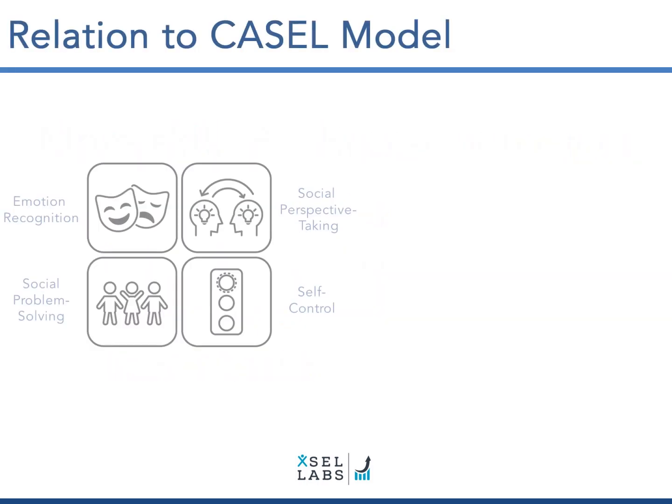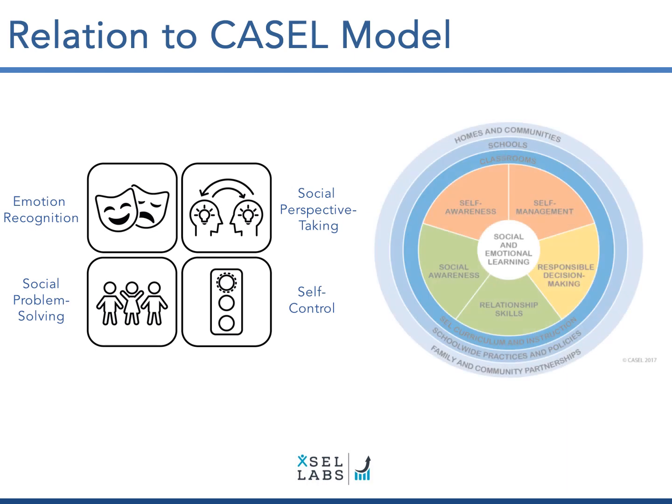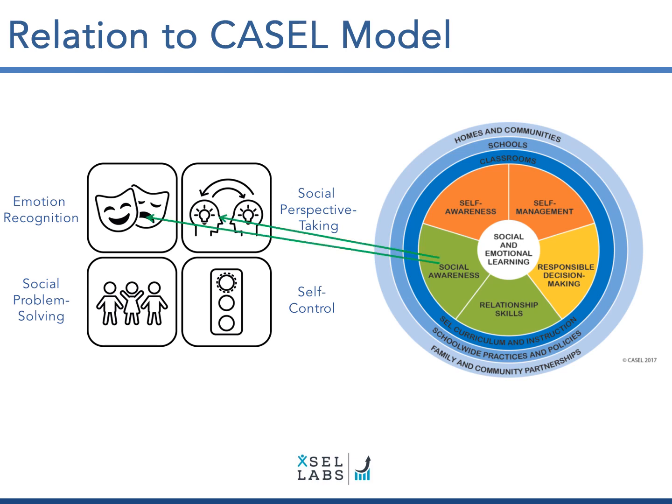Another important reason we wanted to measure these 4 skill areas is that they're reflected in some of the most widely cited models of social and emotional learning. On the left, you see the 4 skill areas that SELweb is designed to assess, and on the right, you see the CASEL model. What we call emotion recognition and social perspective taking is part of what CASEL calls social awareness. What we call social problem solving is part of what CASEL calls responsible decision making, and what we call self-control is part of what CASEL calls self-management.